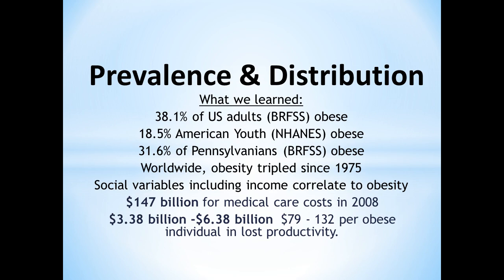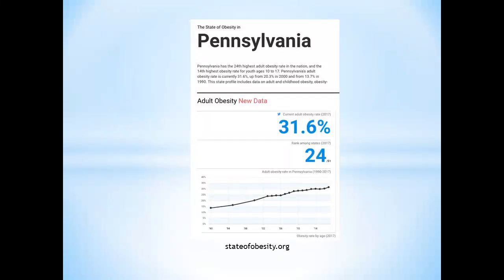to obesity. According to the most recent data, adult obesity rates now exceed 35% in 7 states, exceed 30% in 29 states, and exceed 25% in 48 states. So where does Pennsylvania fit in this?